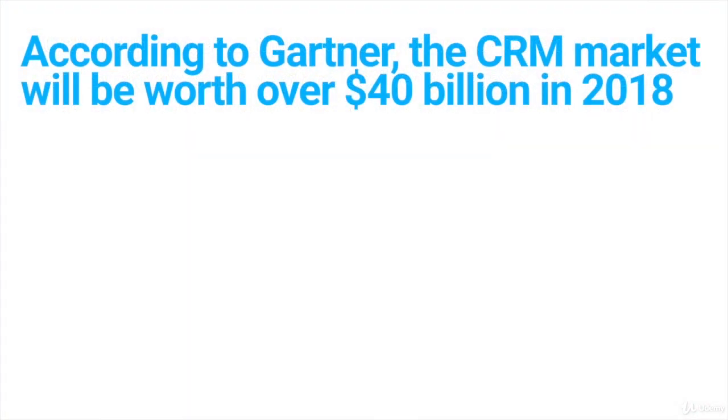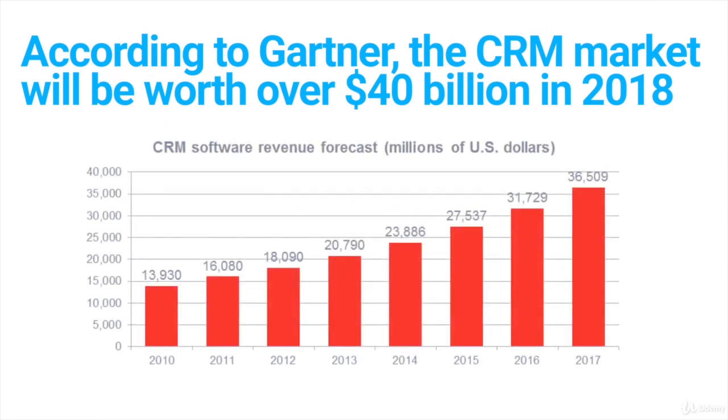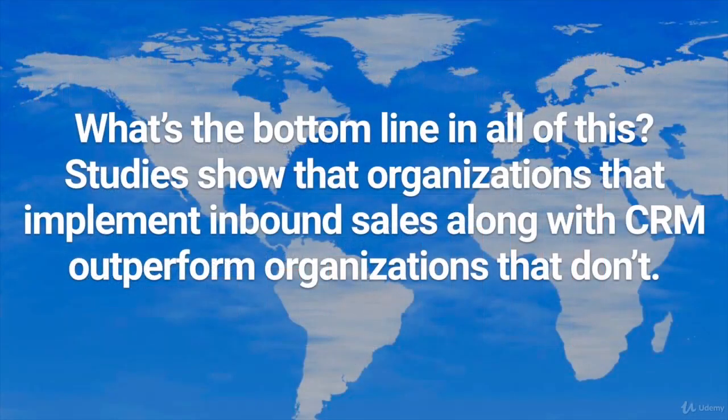Now, according to Gartner, the CRM market will be worth over $40 billion in 2018. What does that mean? That means a lot of companies are adopting CRM as a way to nurture customers, keep them happy, and reduce that churn. It's a great indicator of things to come for now and in the future. Now, what's the bottom line in all of this? Studies show that organizations that implement inbound sales along with CRM outperform organizations that don't. So now that you know that inbound sales and CRM work for the organizations that use them, let's take a look at some action steps that you should do.